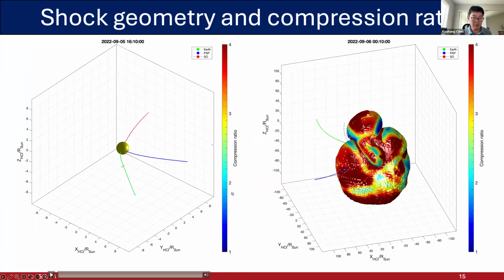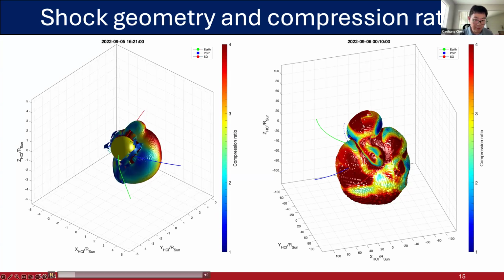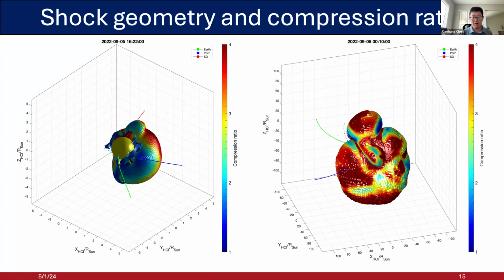Then we also try to extract the surface of the shock based on this simulation, so that we can perform a similar analysis to the ellipsoid fitting, which correlates the shape of the shock based on the white light images. But now we can do the actual CME simulation to see how the shock surface evolves in space and time. In this simulation, what we plot here is the compression ratio, or density jump, the downstream density versus the upstream density.